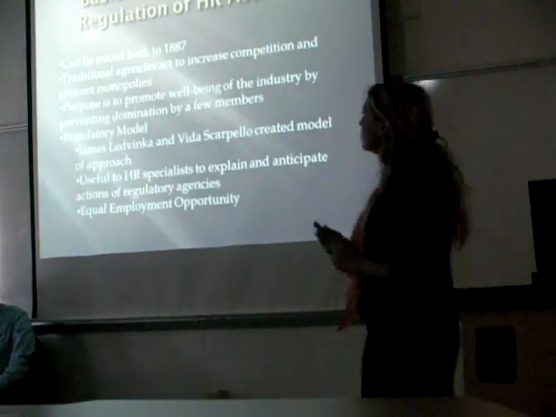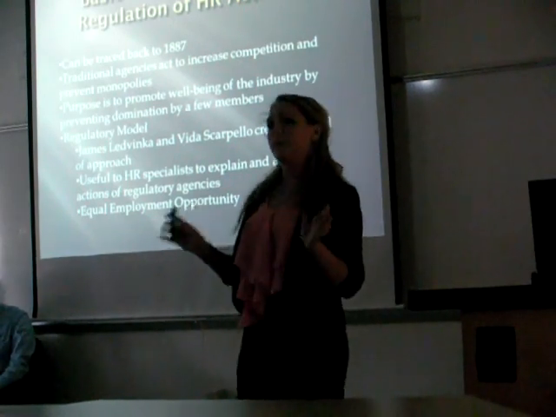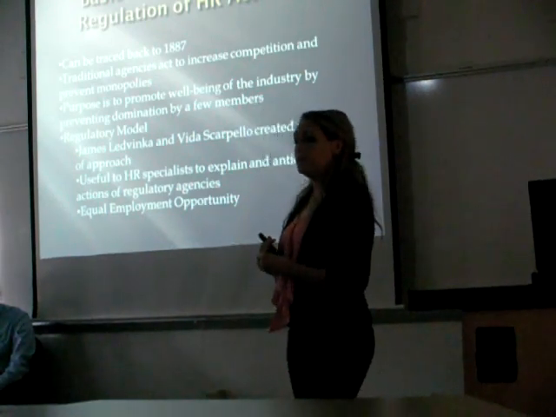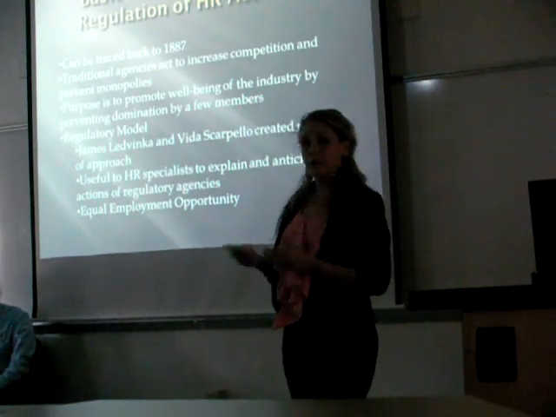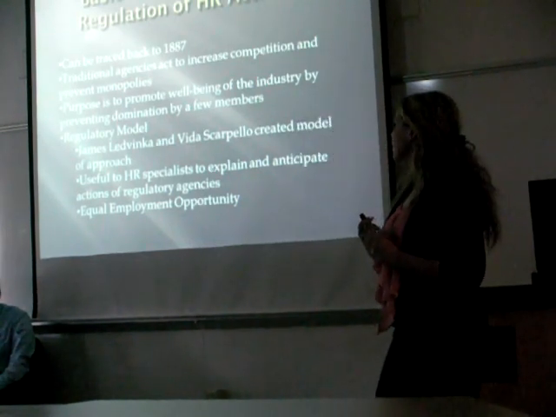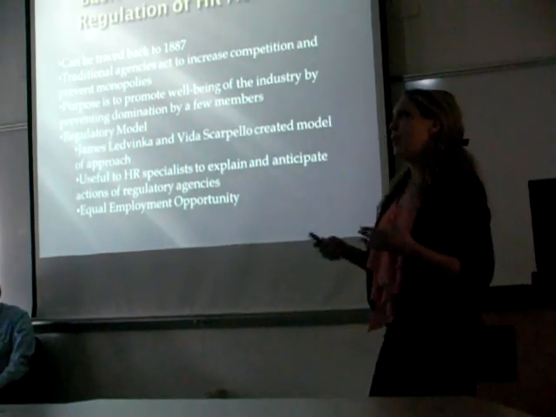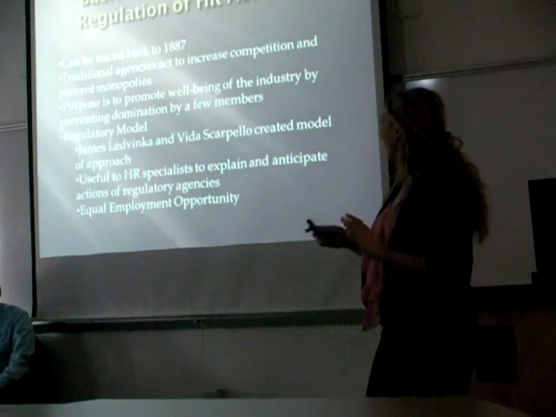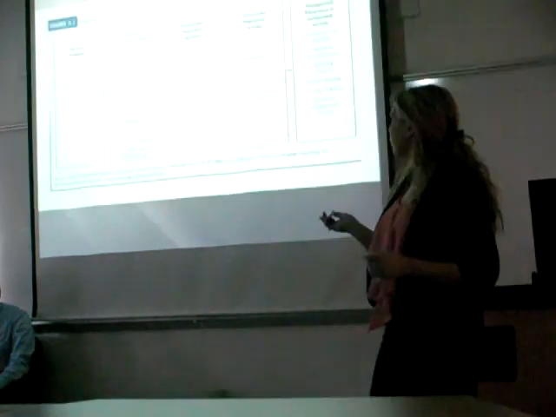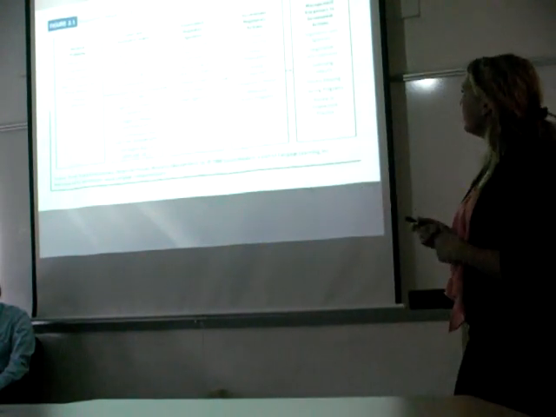So the basic principles can be traced back to 1887, and they are just to prevent monopolies within companies. So the purpose is to promote the well-being of the industry. And then there's a regulatory model that's used. It was created by two people, James Levinka and Vita Scarpello. And it just helps HR specialists to see if something's going wrong, like where the problem began and kind of how to solve it, so what kind of actions to take. And then this is the chart. It's actually straight from the book. So that's their regulatory model.